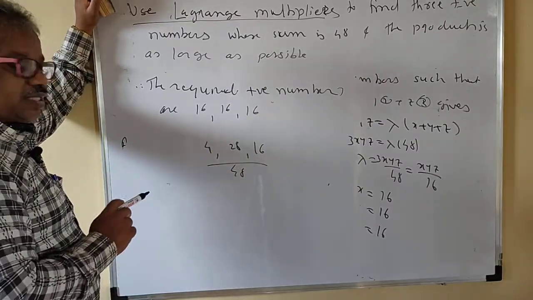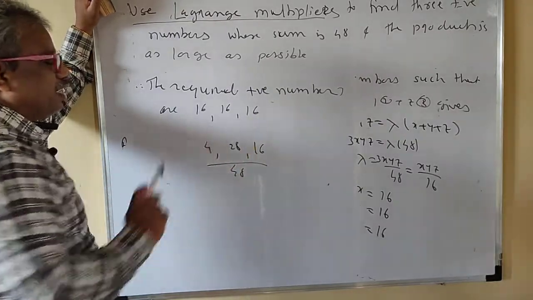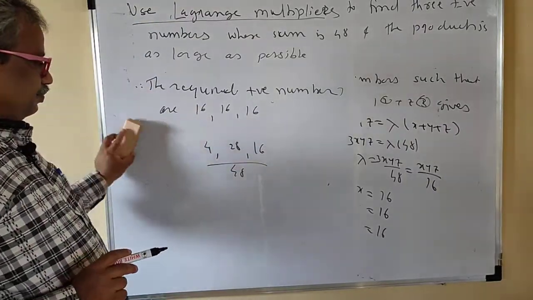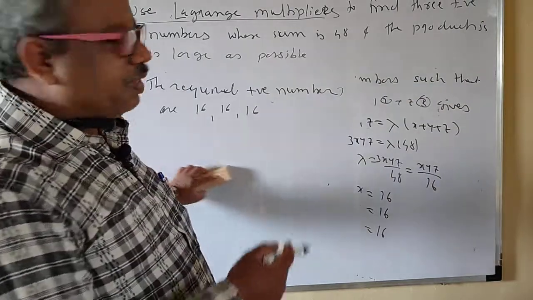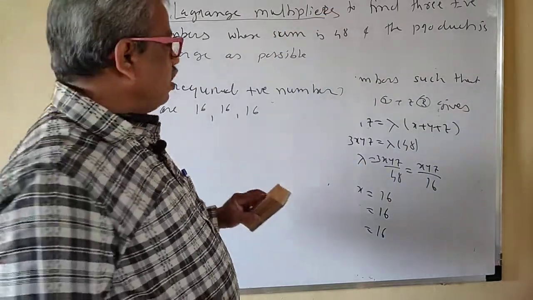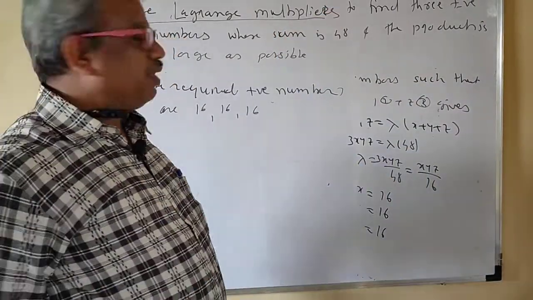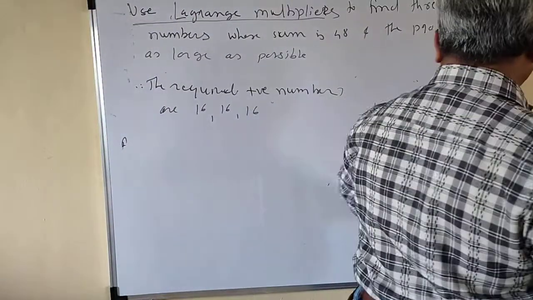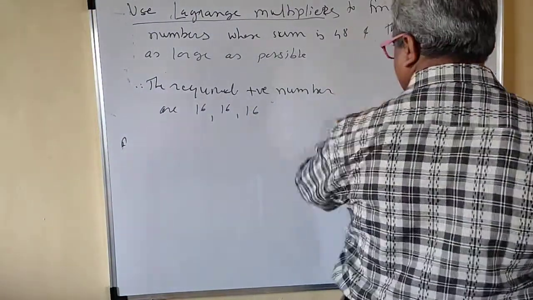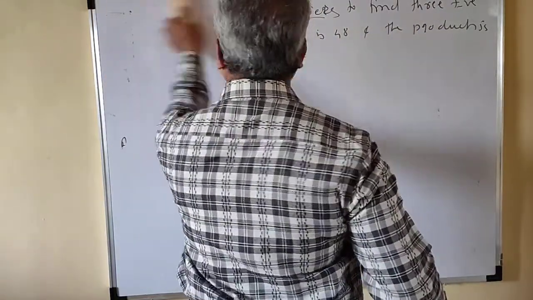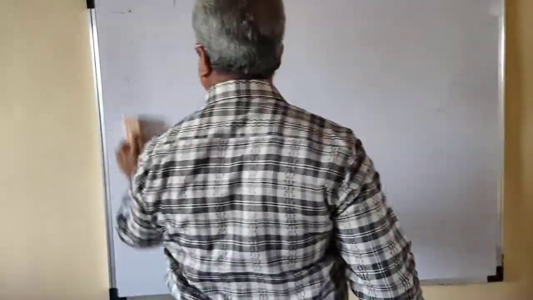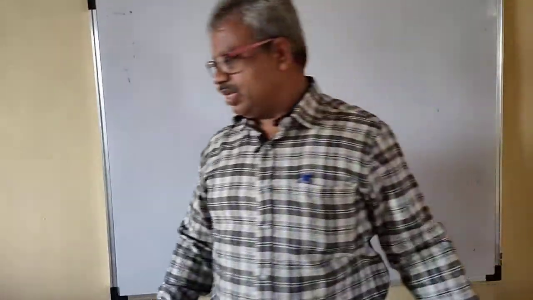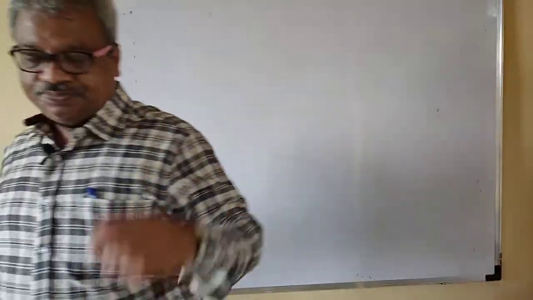This product is not the maximum now. This product will be the maximum, right? So you check that. Take any triplet such that the sum is 48 and see the product. The product is always less than 16 cube. So you take any triplet. So this is a powerful method. Lagrange's multiplier method is a powerful method.